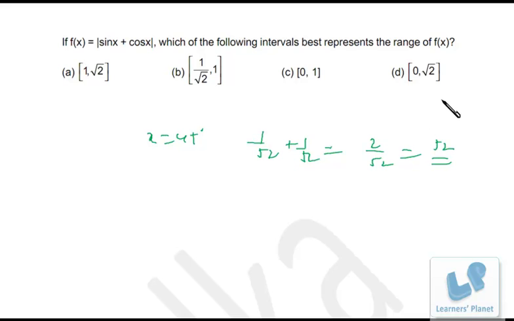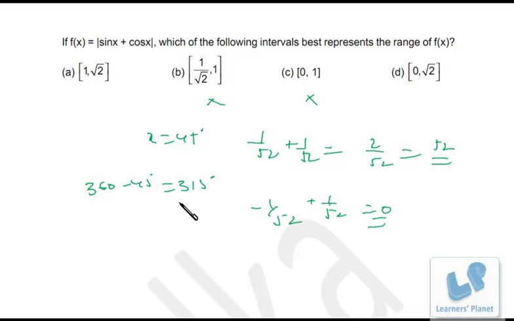So we have this option as well as this option. These two are incorrect. Now for the minimum value, we have to see whether it is 1 or 0. Can we achieve the value 0 here? Yes, if x is minus 45 degrees, or we can say 360 minus 45, that's 315 degrees. In that case, sin minus 45 will be minus 1 by root 2 and cos minus 45 degrees will be 1 by root 2. So 0 is achievable. That means the range will be 0 to root 2, because that is a broader range than 1 by root 2. I hope you are clear.